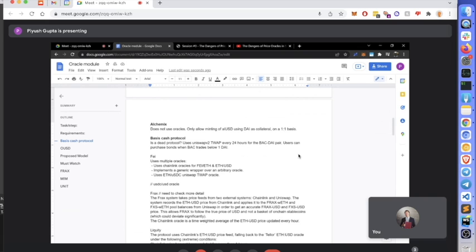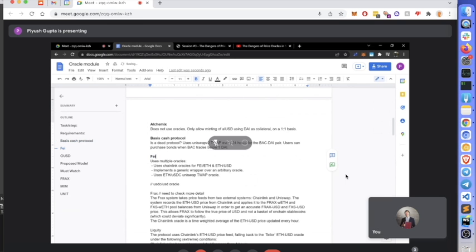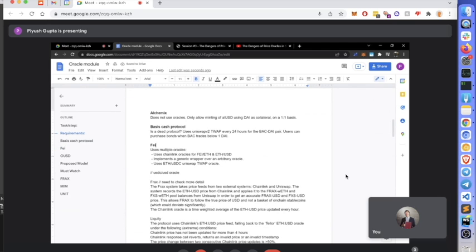Basis Cash protocol uses Uniswap time weighted average price oracle once every 24 hours for the Basis Cash DAI pair, and then users can purchase bonds using Basis Cash when it trades below 1 DAI. The Uniswap time weighted average price protocol requires active maintenance to take snapshots, which the Basis Cash document says the protocol does once every 24 hours.